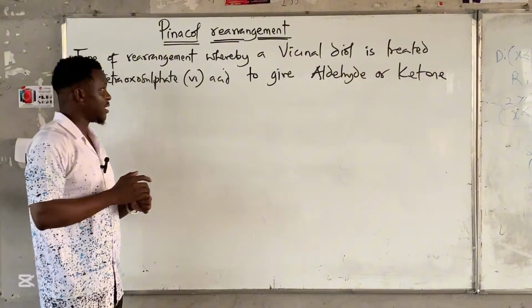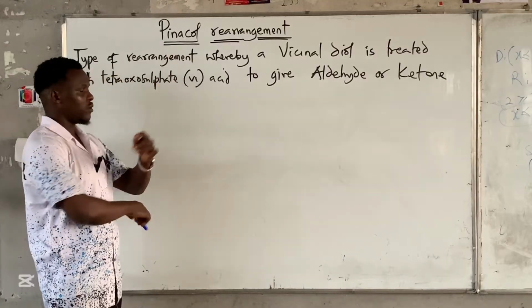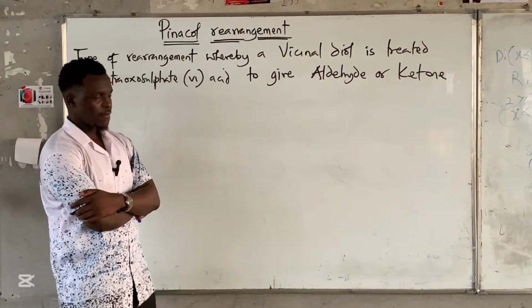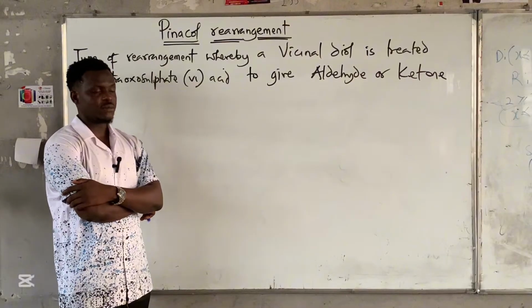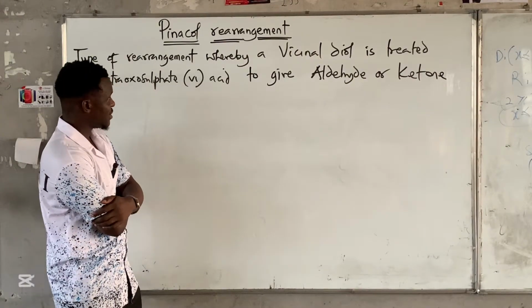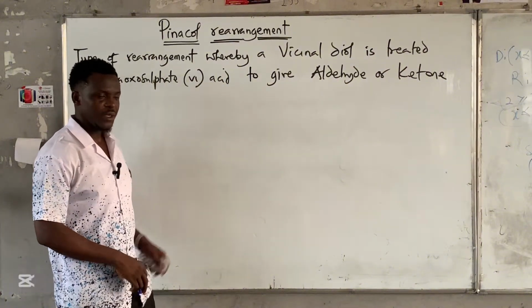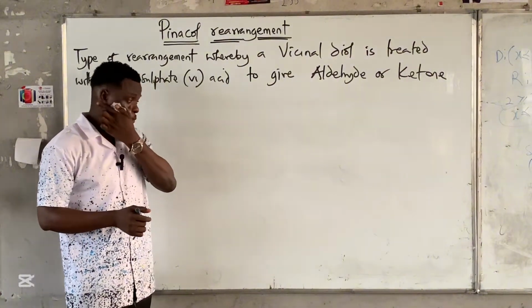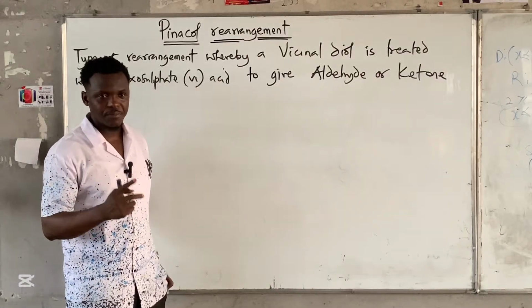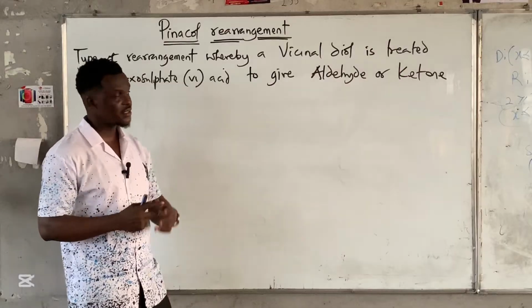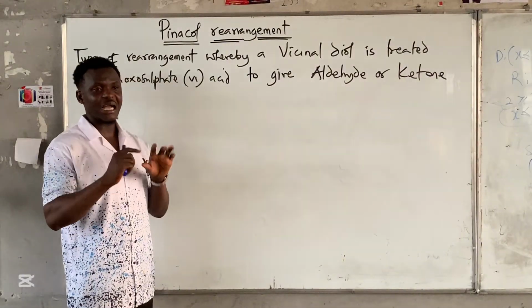Now, first thing first, Pinacol is basically a name of a compound which we're going to be seeing much later. But this particular rearrangement, just like we said, is a case of a vicinal diol. First thing first, what is a diol? A compound that has two OH groups. A vicinal diol is basically a compound that has two OH groups on adjacent carbons.